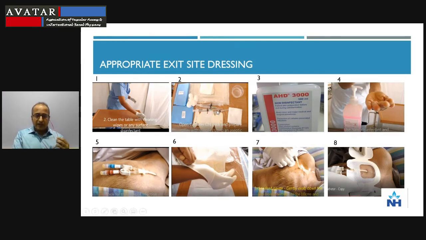It is very important that we take adequate precautions to reduce infection by cleaning the surface first. Don't do a bedside exit site dressing change. You always get the patient to a dedicated area, clean the surface, and get all the things opened up on the surface. Use chlorhexidine 2% to clean the catheter and the exit site. Hand hygiene is very important. Using sterile gloves is very important. And you can see the person handling the catheter is using a gauze soaked in chlorhexidine without touching it, and then using a transparent dressing like this.